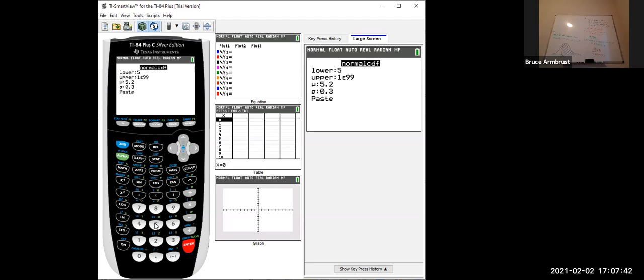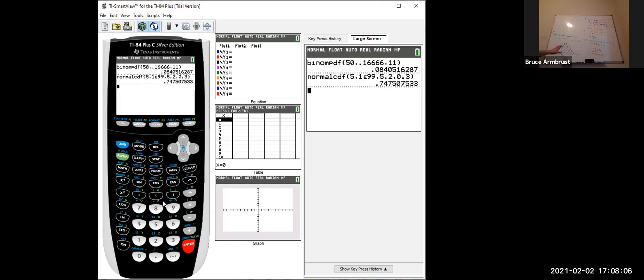All right, so I'm going to hit enter again so you can see what the command looks like. It's normal CDF, lower bound, upper bound, mean, standard deviation. I hit enter, and I get 0.7475. So if we come back to what our original question was, what percent of people have more than 5 liters of blood? Well, there's your answer, 74.75% of them.